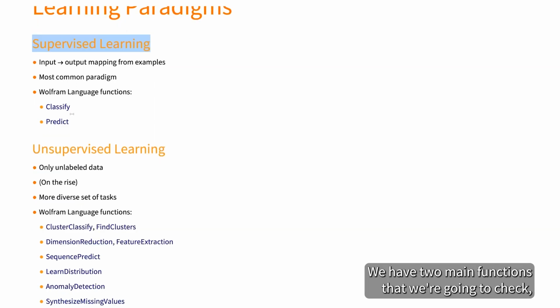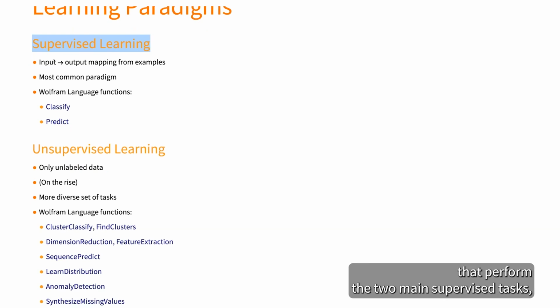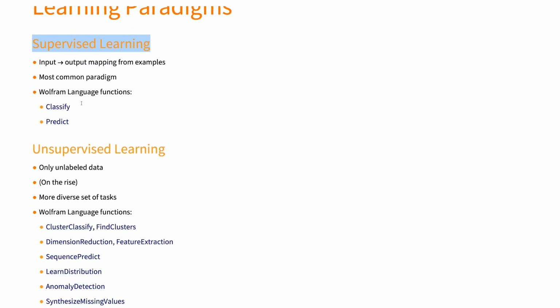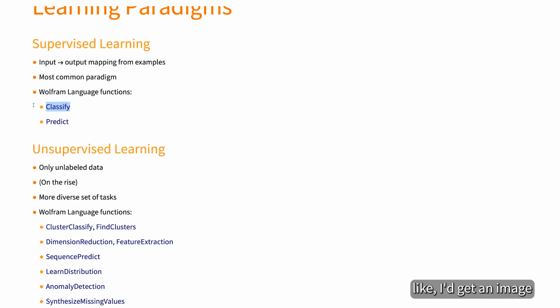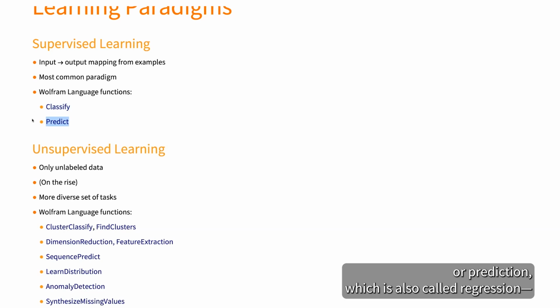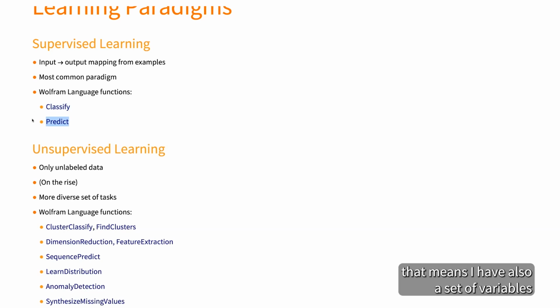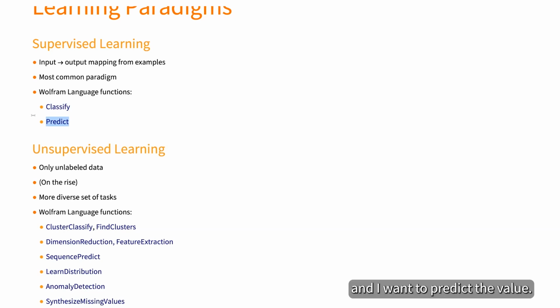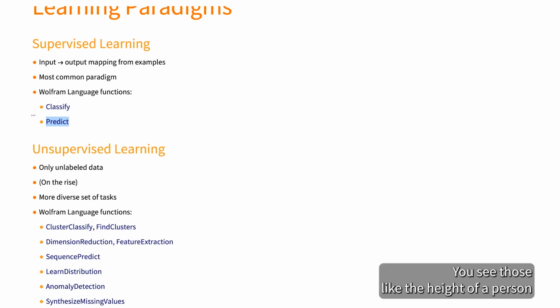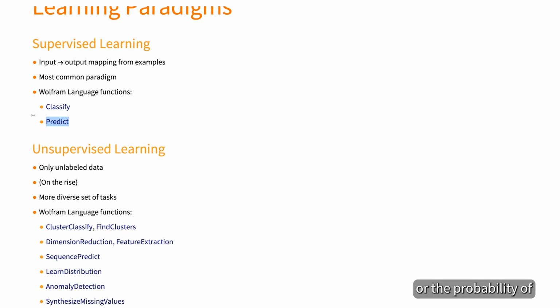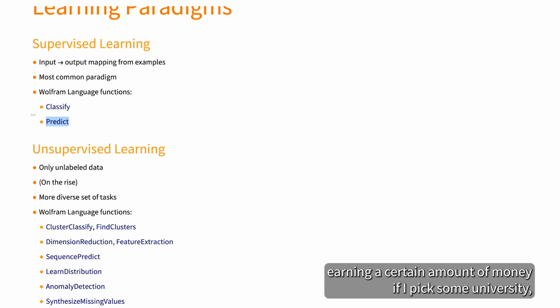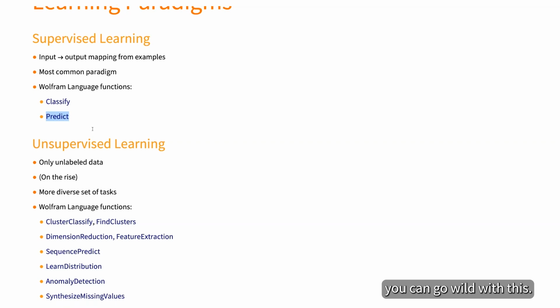We have two main functions that we're going to check that perform the two main supervised tasks, which are classification, like I get an image and I want to say if it is a dog or not, or prediction, which is also called regression. That means I have a set of variables and I want to predict a value using those, like the height of a person or the probability of earning a certain amount of money if I pick a certain university. You can go wild with this.